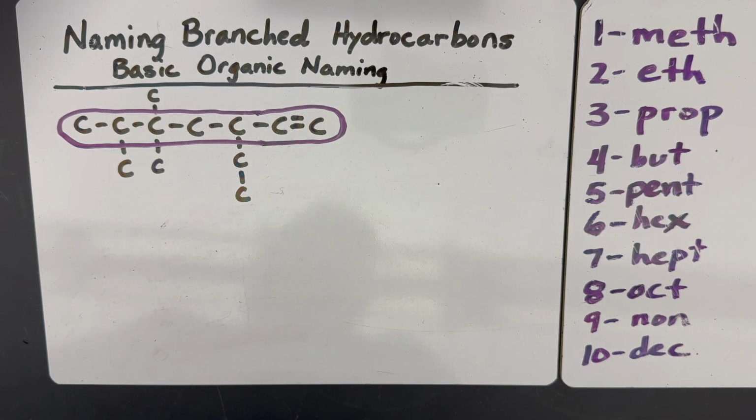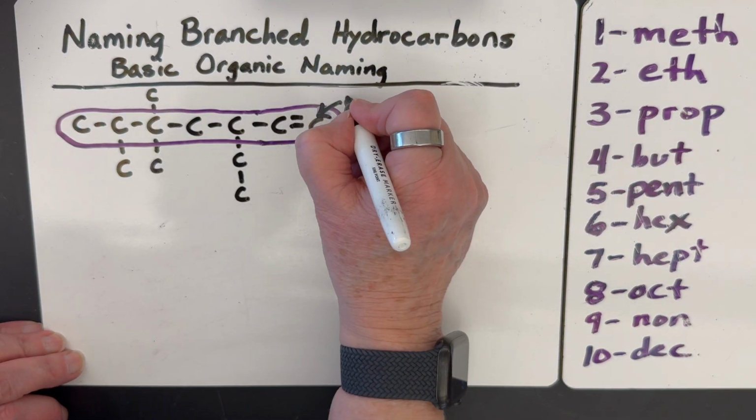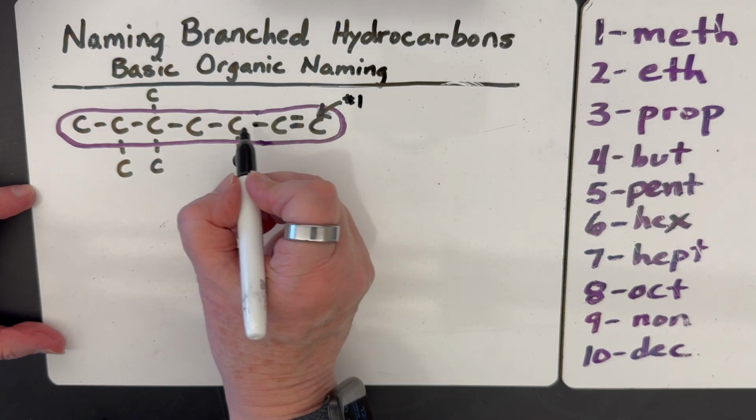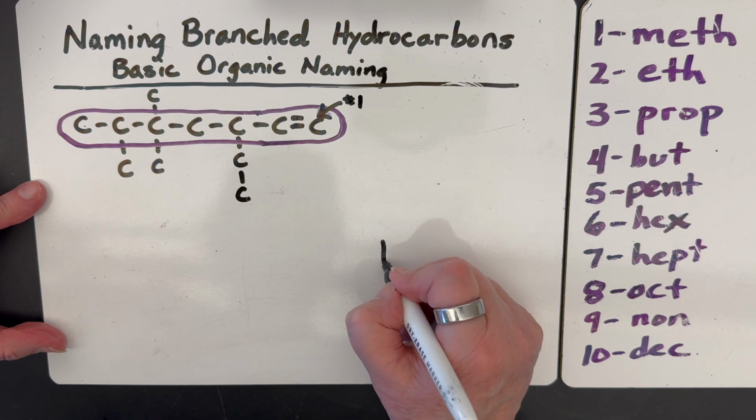Also, the double bond takes precedence over all the side groups. It's more important than all the side groups. So you have to number from the end closest to your multiple bond. So this is automatically going to be carbon number 1. So 1, 2, 3, 4, 5, 6, 7 is hept.